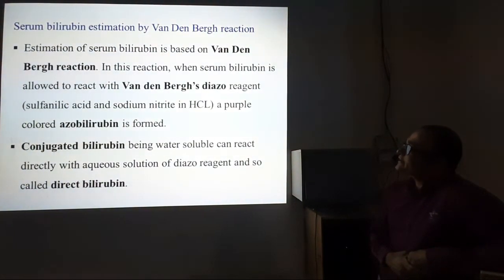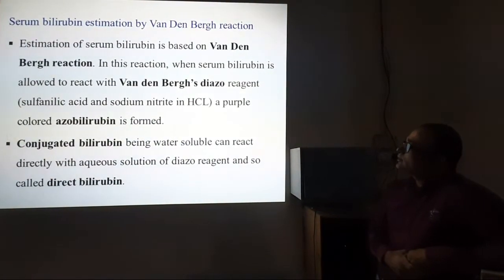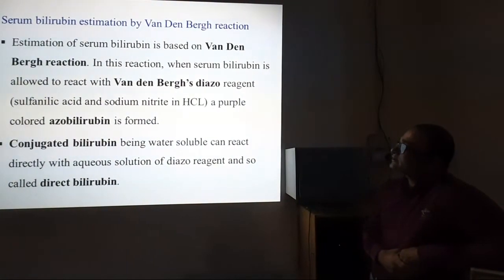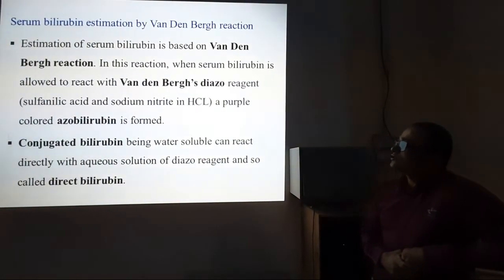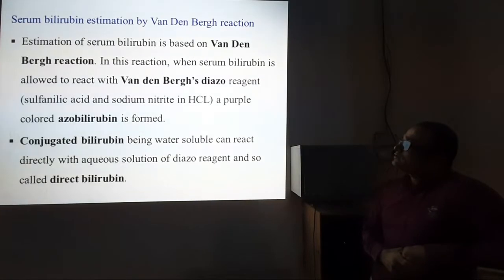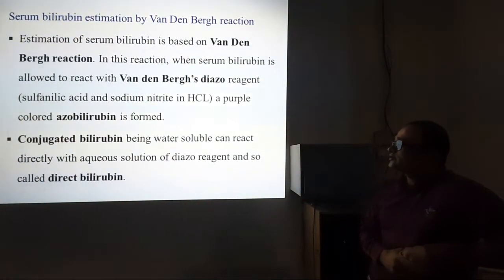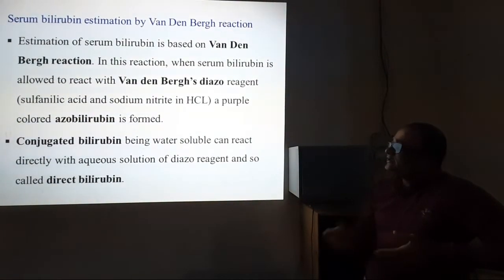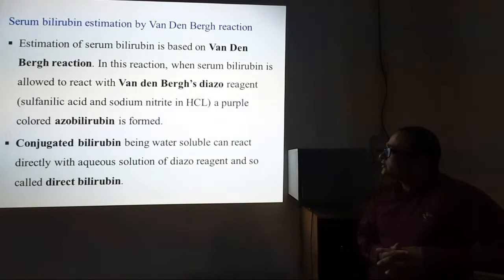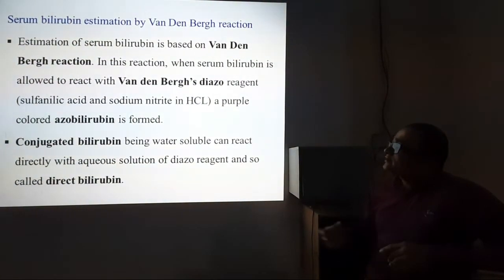So bilirubin reacts with Van den Bergh diazo reagent to form azobilirubin. Azobilirubin is a purple colored compound, and that is compared to the standard, and you can detect the concentration of serum bilirubin. Now in the bilirubin there are two forms, conjugated and unconjugated. The conjugated bilirubin, which is water soluble, will directly react with the aqueous solution of the diazo reagent because it is soluble in water. So it is called direct bilirubin.